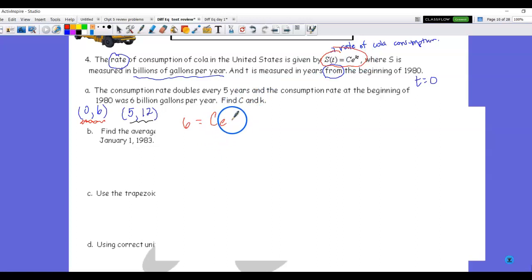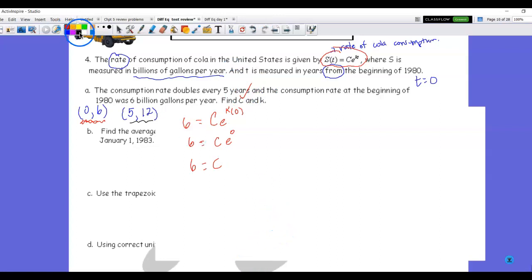So we have 6 equal to C E to the K, which we don't know, times T, which is 0. That's the same thing as 6 equal to C E to the 0. E to the 0 is 1, so yay, that was pretty easy to figure out the value of C: C equals 6. So we have part of our problem settled.